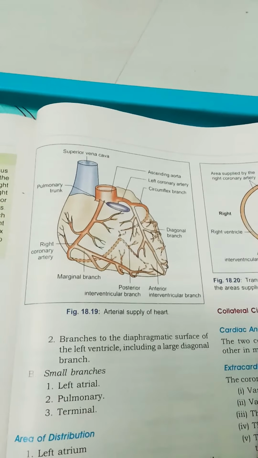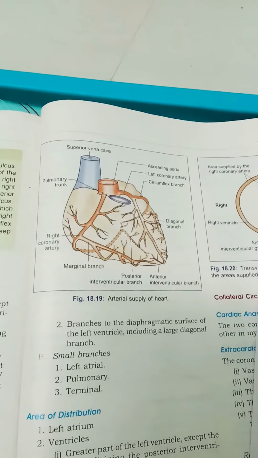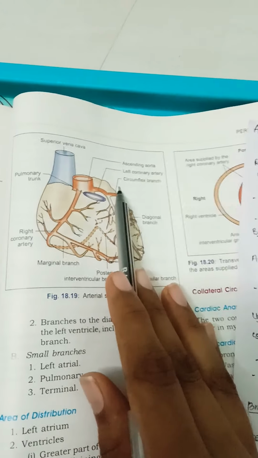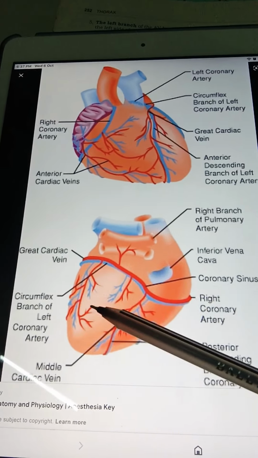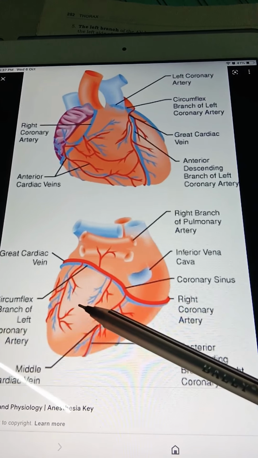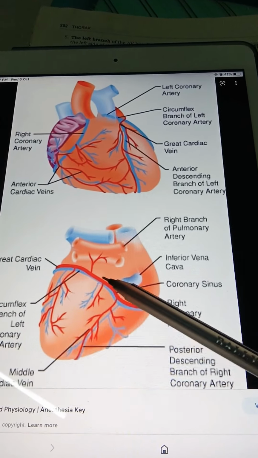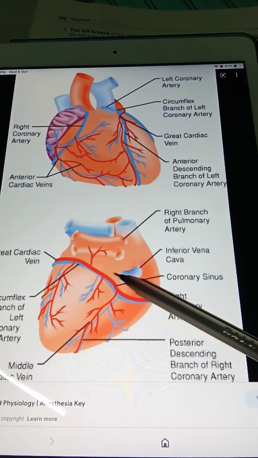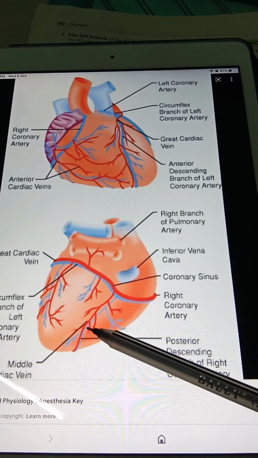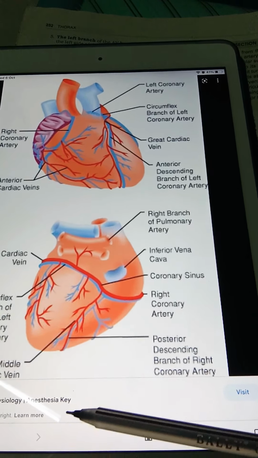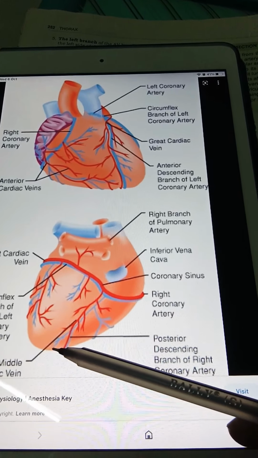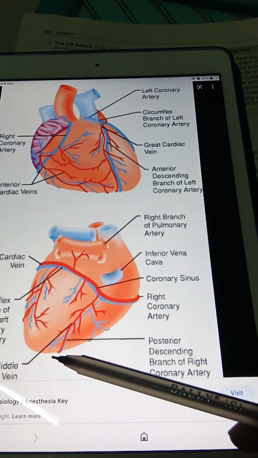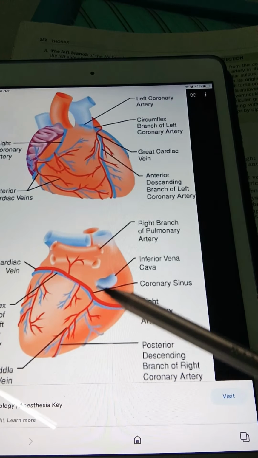So where does the left coronary artery mainly supply? It supplies of course the left atrium, and also the ventricles. A greater part of the left ventricle is supplied by our left coronary artery, except the posterior interventricular groove. It will not supply the posterior interventricular groove because that is supplied by the right coronary artery, and even the small part of the right ventricle adjoining it may be supplied by the left coronary artery, and also the anterior interventricular groove is supplied by the left coronary artery.